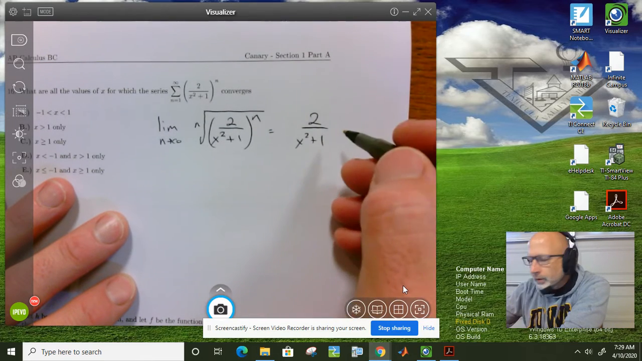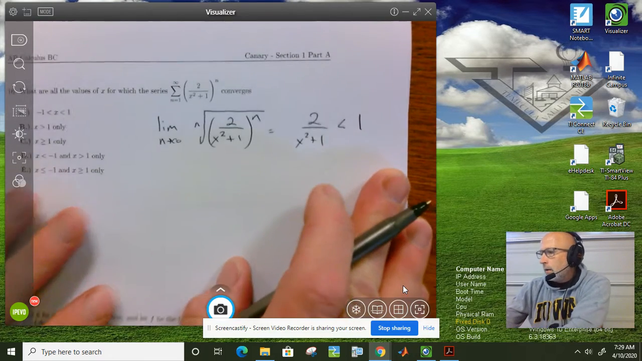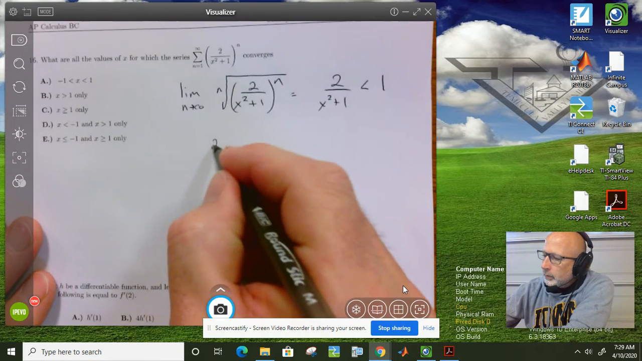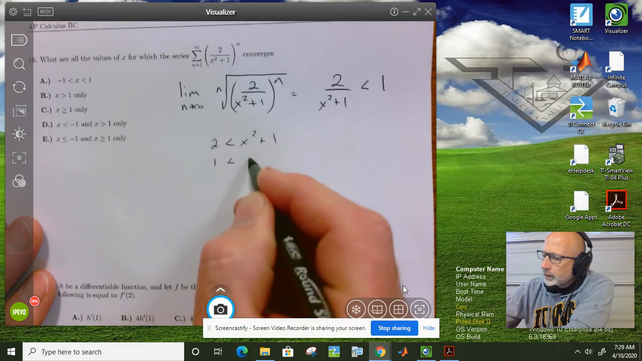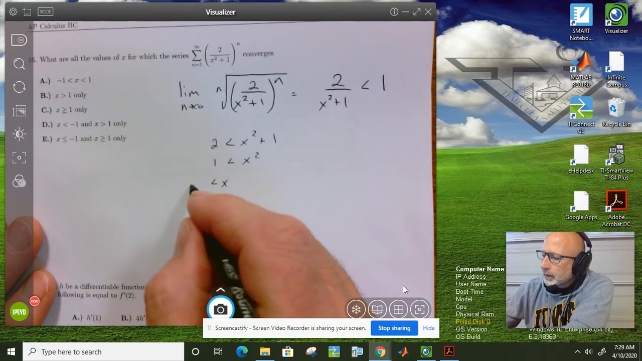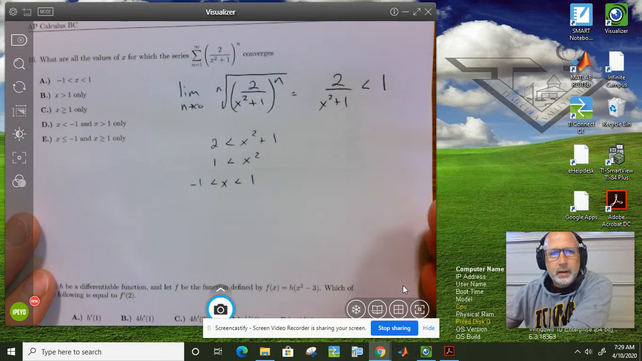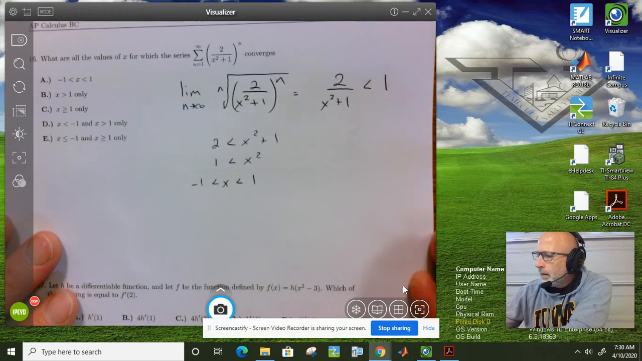In order for this to converge, I know that this has to be less than 1. So I multiply across, and I have 2 is less than x squared plus 1. So I have 1 is less than x squared. So I know x has to be between -1 and +1. I do have to go through and check the endpoints, -1 and +1.